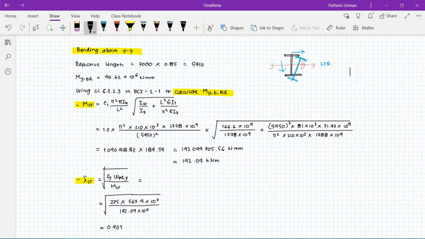On the z-axis, lateral torsional buckling will not happen here. It will not happen because these two flanges provide lateral stiffener.